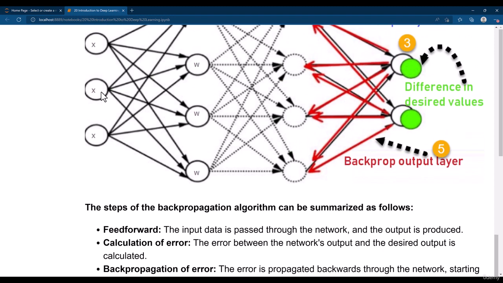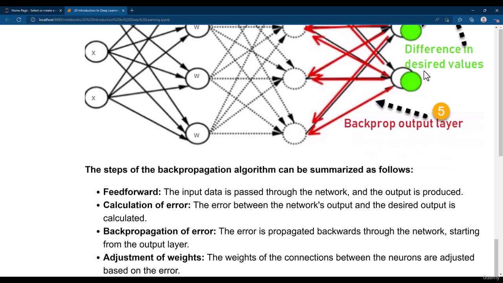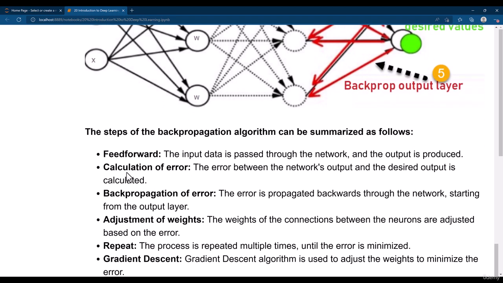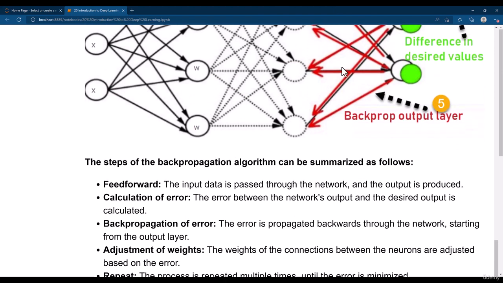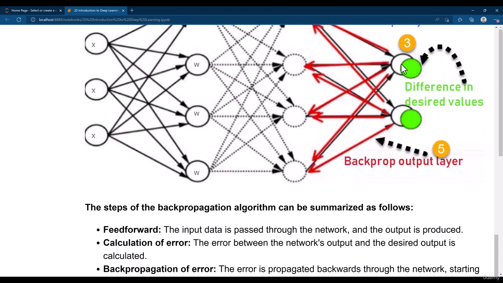First, information moves in the feed forward way from input to output, and then the error is calculated, and then the back propagation of this error happens. This goes backward and tells the neural network to readjust its weights. Once the readjustment of the weights happens, the retraining happens again. So that's the repeat process.